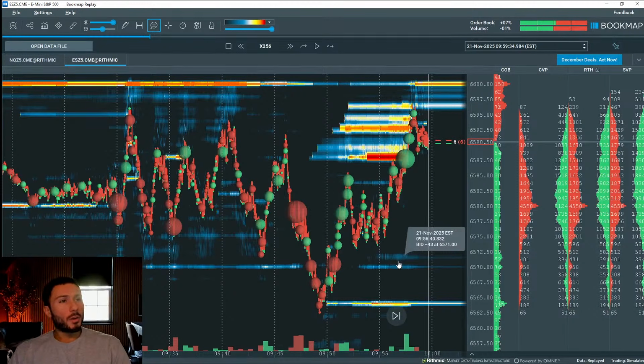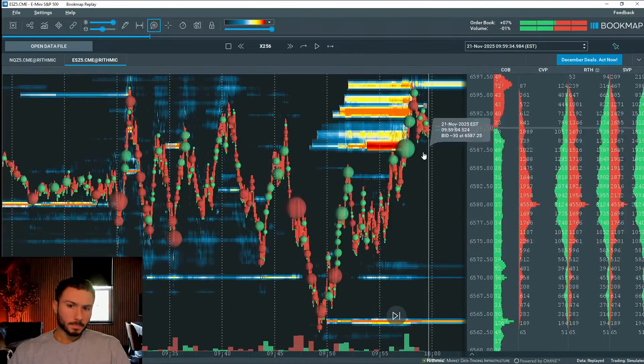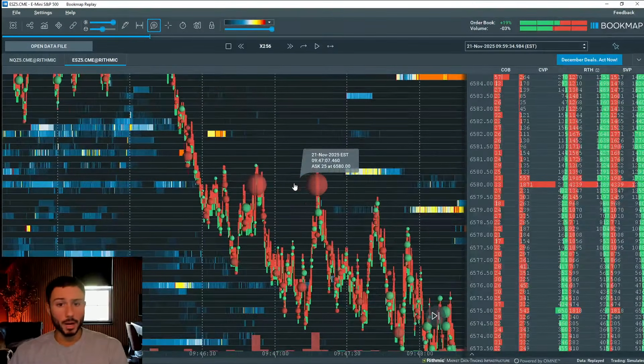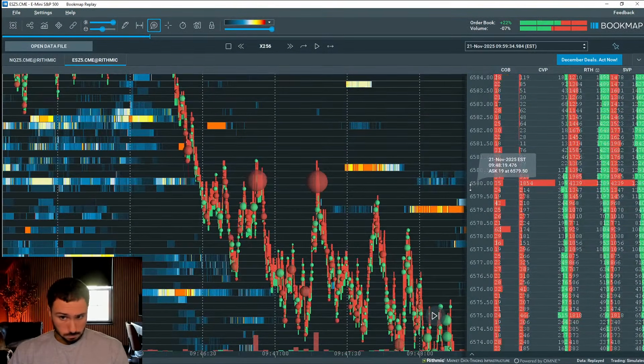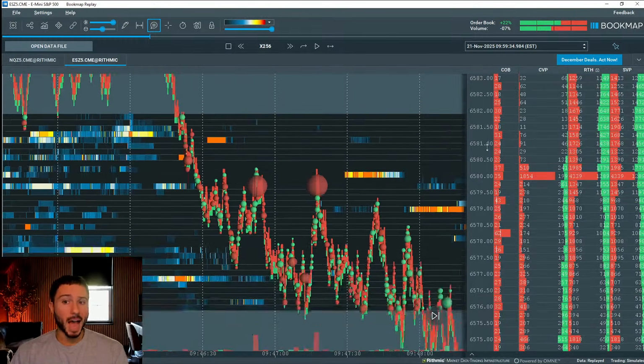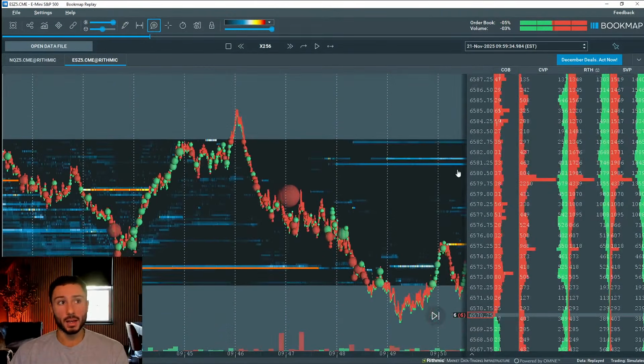How do I align delta footprint and heat map? I don't have my footprint up right now, but if you see a large delta bubble, or a large bubble, like you see one right here, on the footprint, you're going to see the same information. The volume and the data is the same. It's just a different visual between Bookmap and a footprint chart, let's just say.